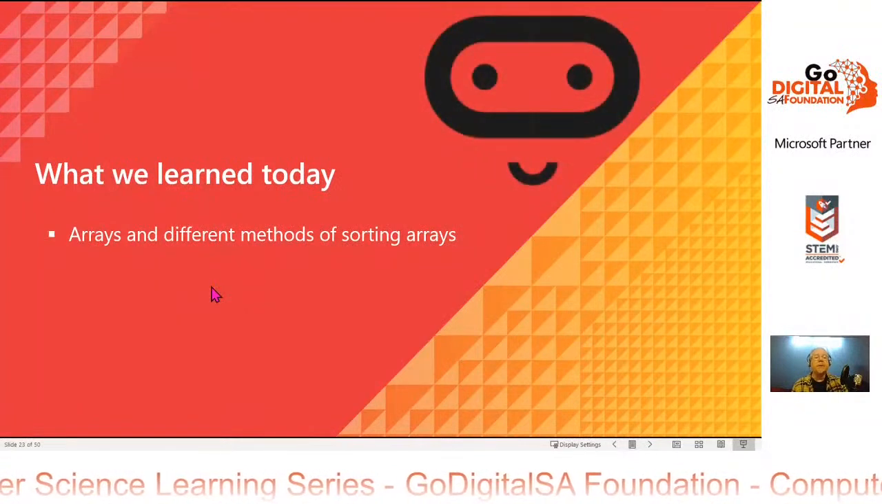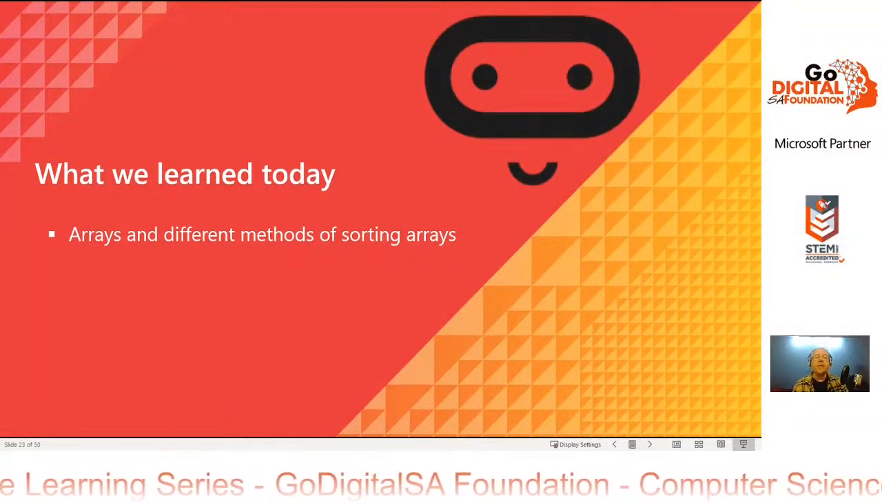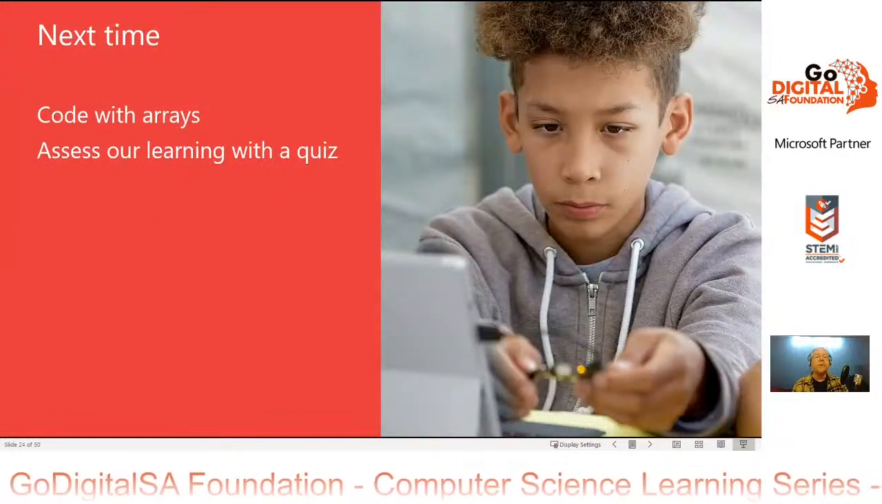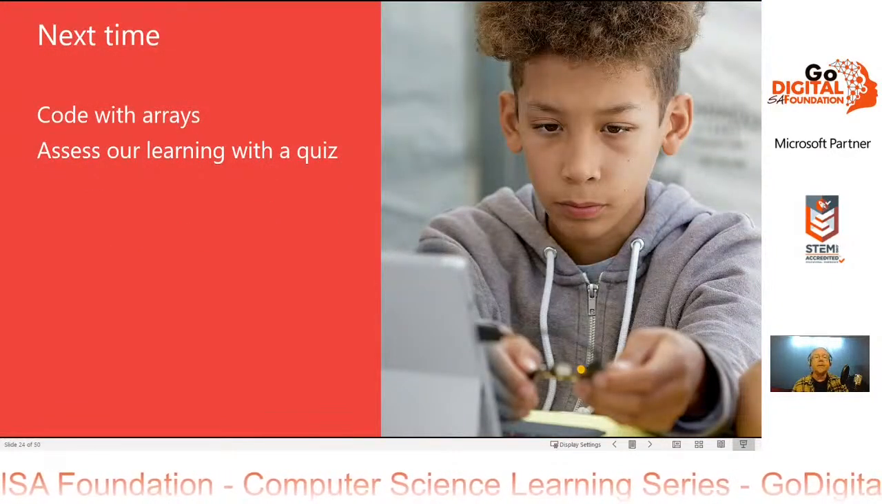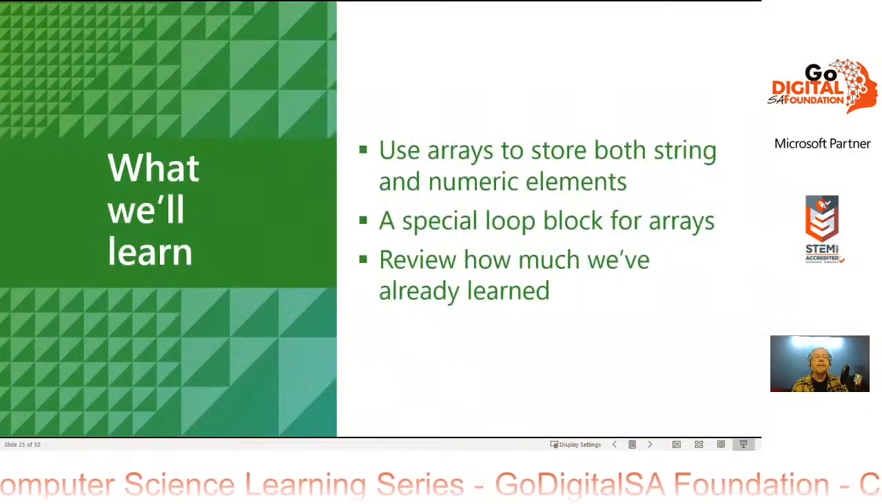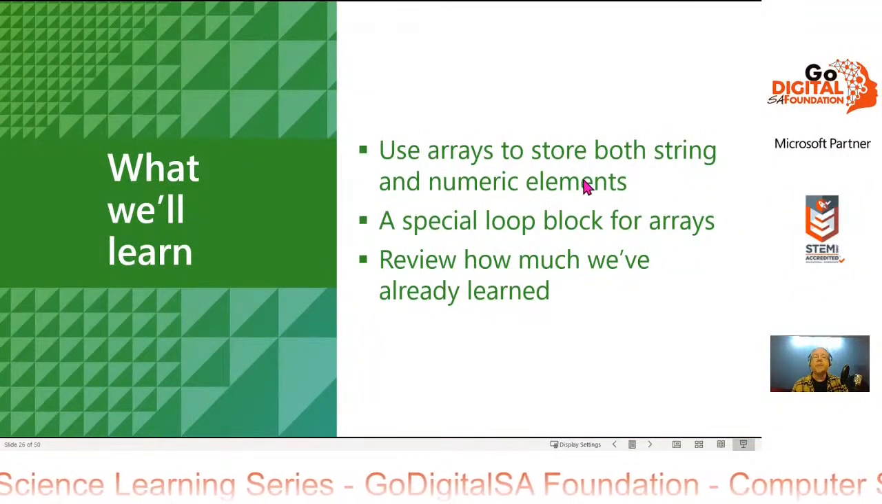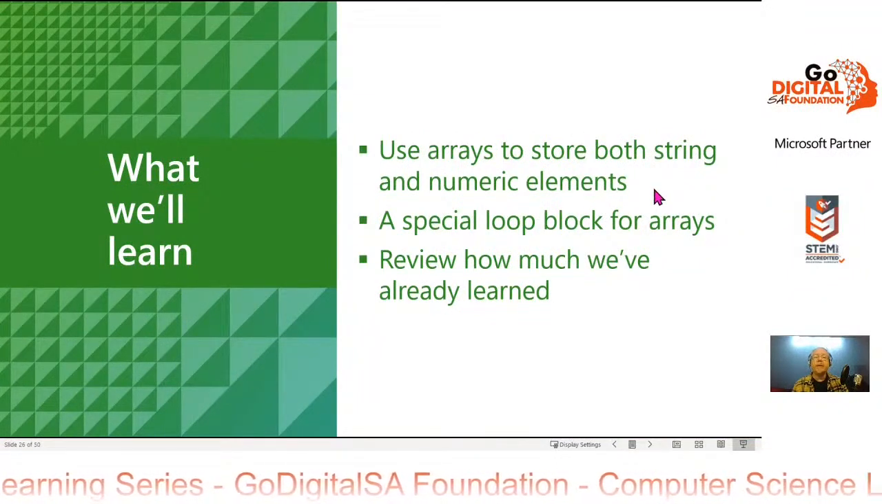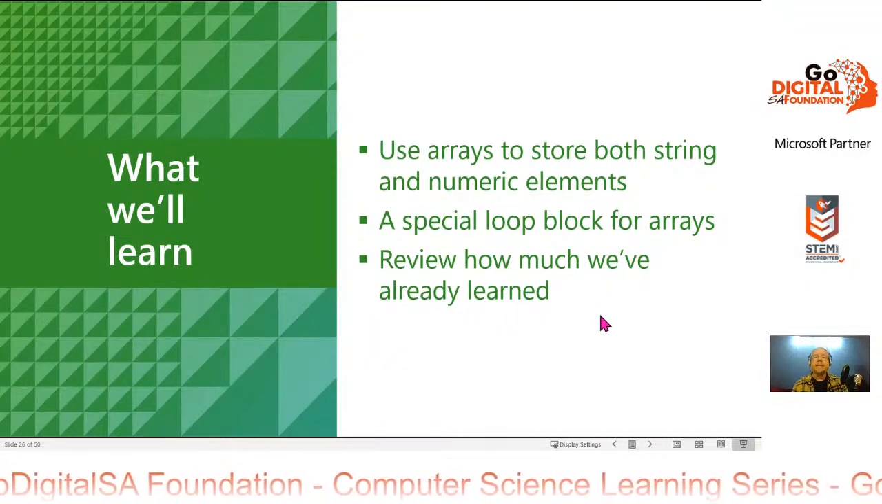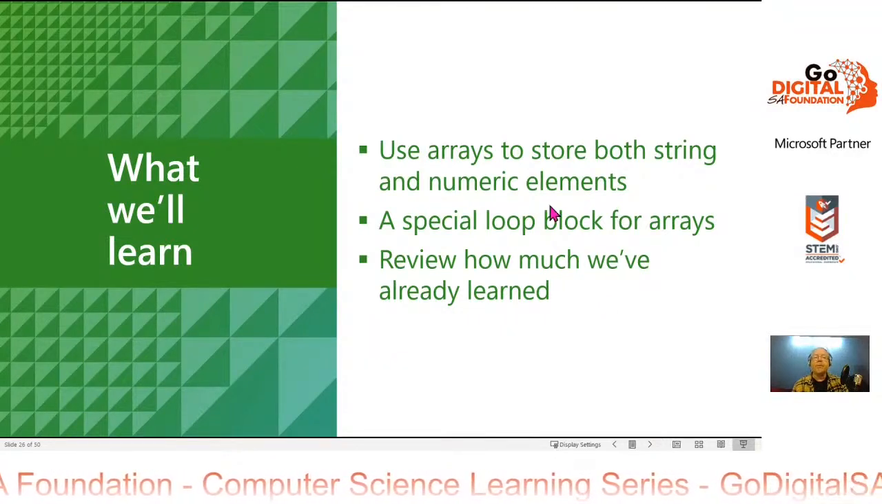Okay, so what we learned: arrays and different methods of sorting arrays. Next time we'll code with arrays, and then we'll assess our learning with a quiz. So lesson B is coding with arrays. What we'll learn: we'll use arrays to store both string and numeric elements, and we'll see that there's a special loop block for arrays. And then we'll review what we've learned.